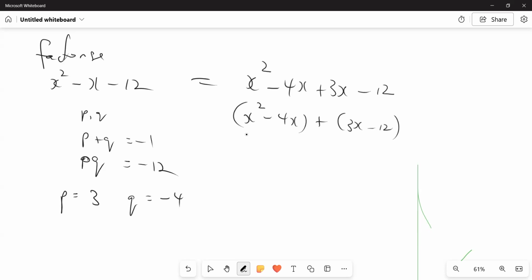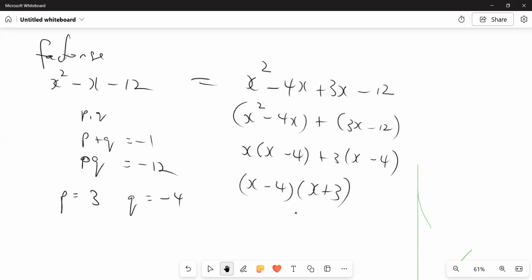Okay, continue now factorizing. X is common there, so you get x -4. 3 is common there, so you get x -4. And then you bring your x -4 to the front, x plus 3. And that's it. Right? Good.